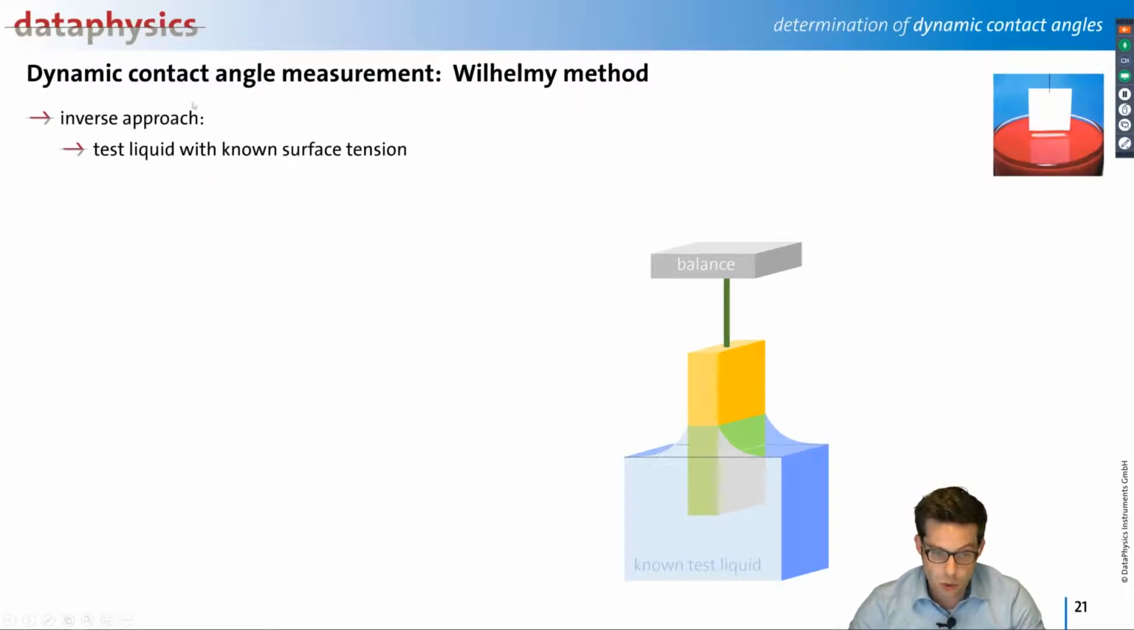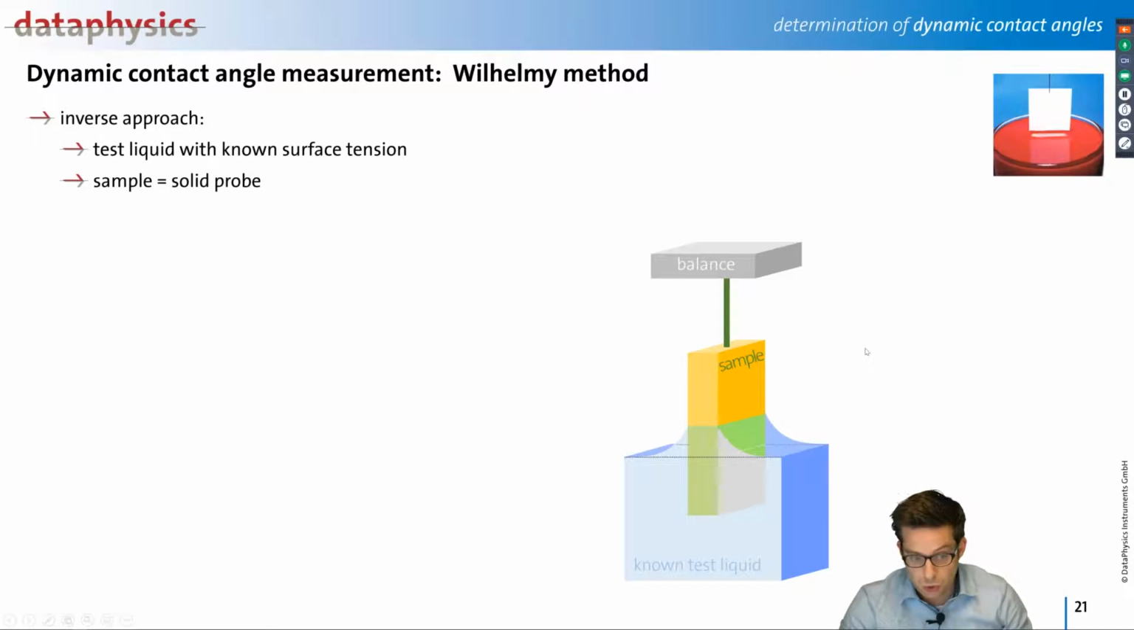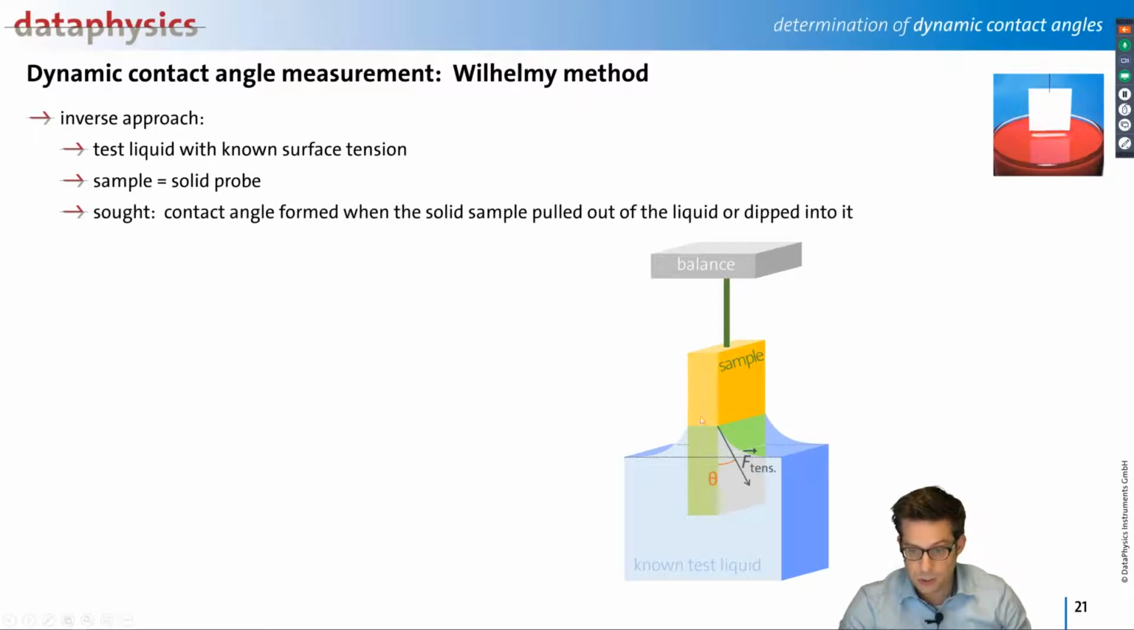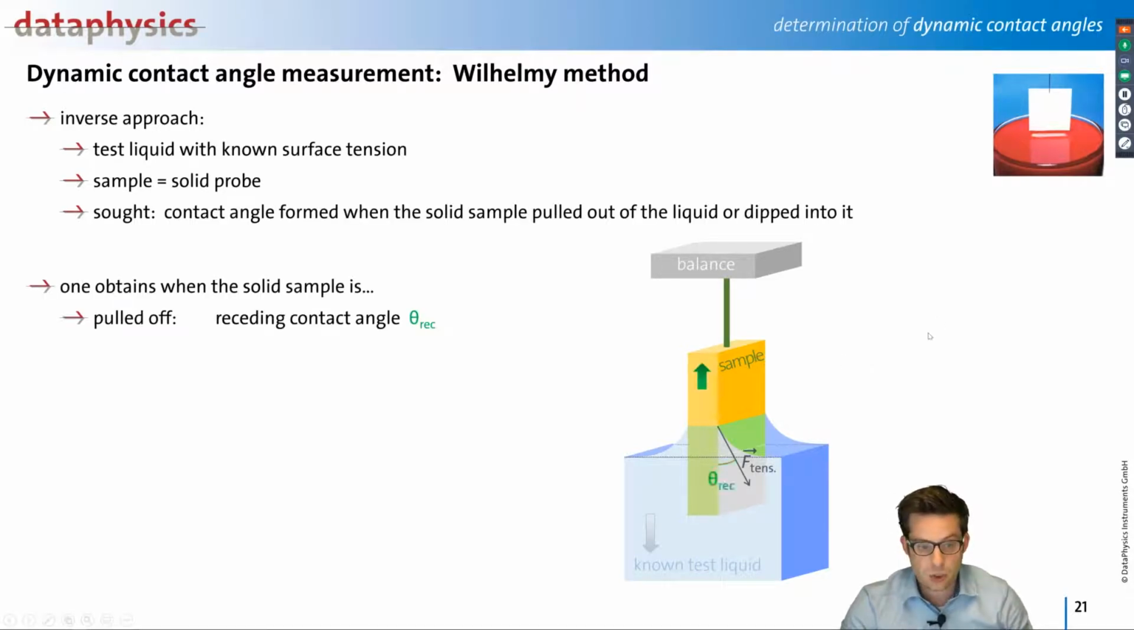So in order to determine the dynamic contact angle, the dynamic wettability, with a tensiometer, we use the Wilhelmy method. Most of you know a tensiometer maybe to determine the surface tension of a liquid. Now we do it the other way around. We use a known liquid, for example, water, and then we place an unknown sample into this liquid and characterize this solid sample. How to do this? The yellow one is our solid sample. We dip it into the water and then we pull it out again.